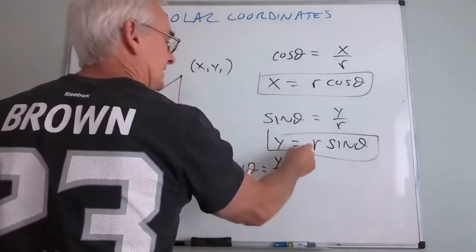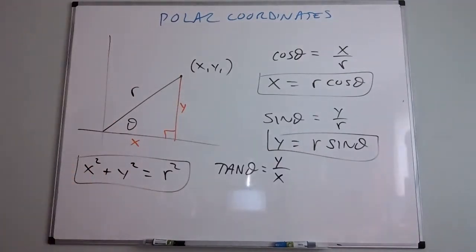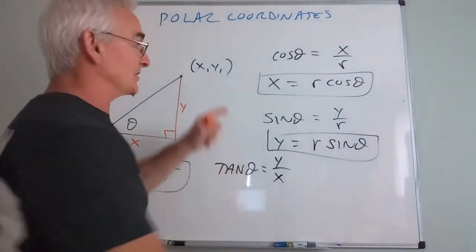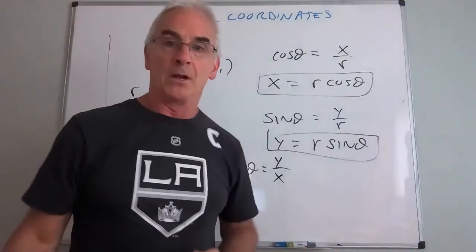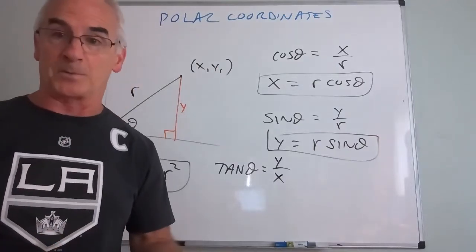So with these identities, I can take any point on the XY plane and translate it into polar coordinates. But like any substitution, the substitution is done all at once. A lot of times we have difficulty when we're doing integrations that involve substitutions.